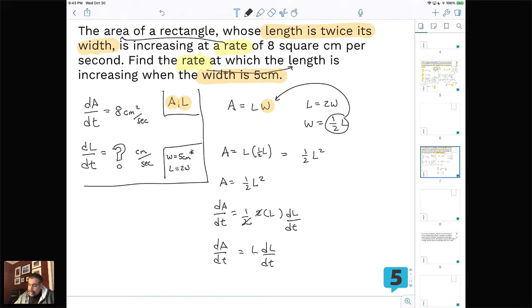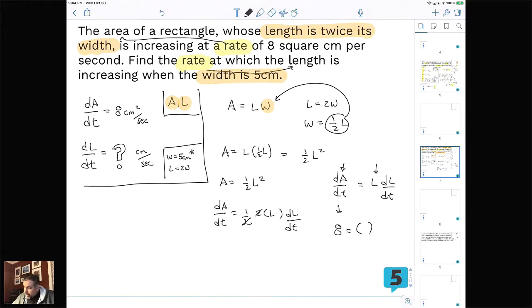At this point in time, I want dL over dt to stay in the problem. So I need to figure out what L is. I need to figure out what dA over dt is. But if I go back to my box, I've got everything I need. So dA over dt, just move this over. dA over dt is going to get replaced with 8.